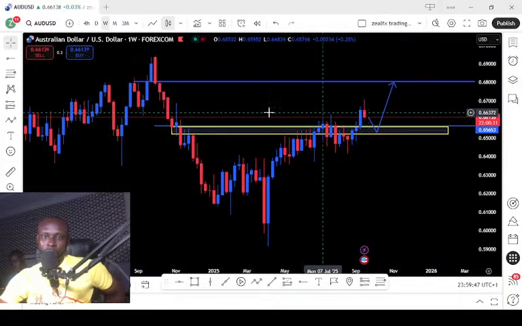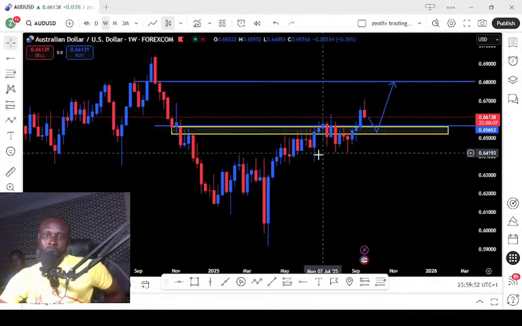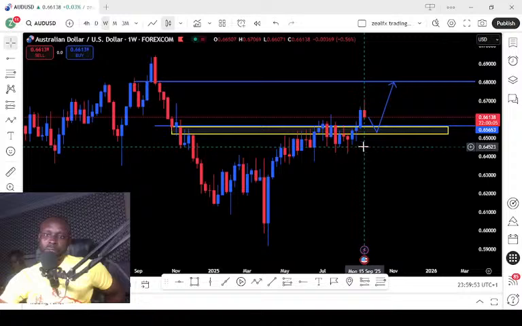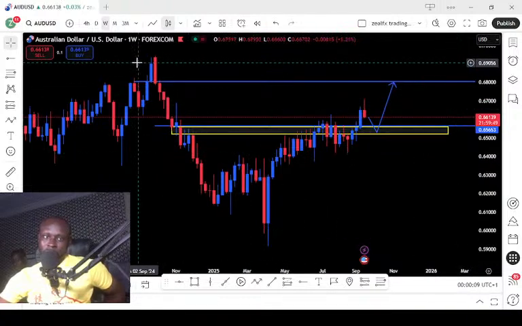We can't buy on resistance, so we need the price to come back to this support level because we have a clear uptrend structure on the Australia USD. So we need price to come to this support level first to start looking for possible buy for the Australia USD to the top. So let's look at the daily chart of the Australia USD.